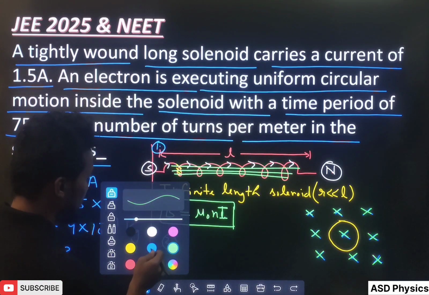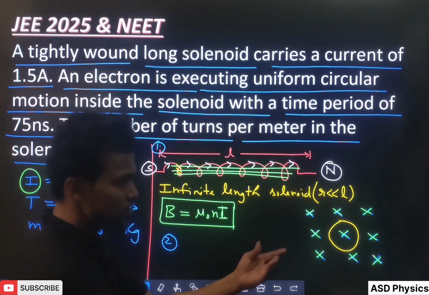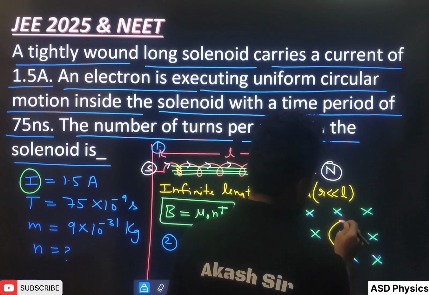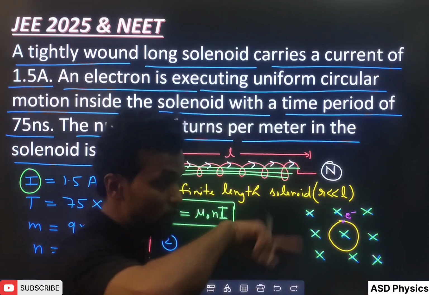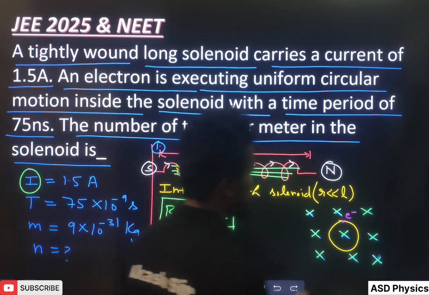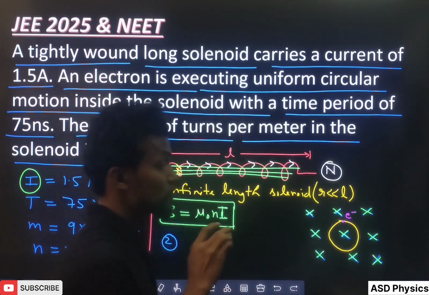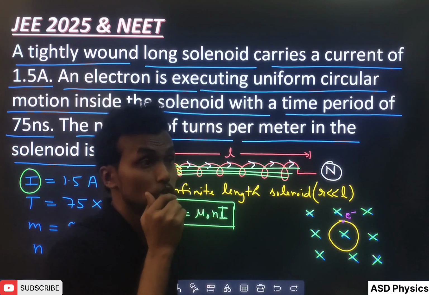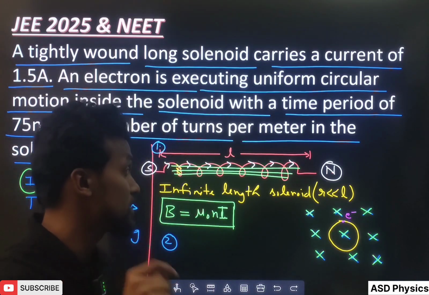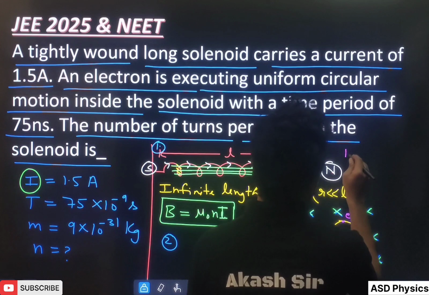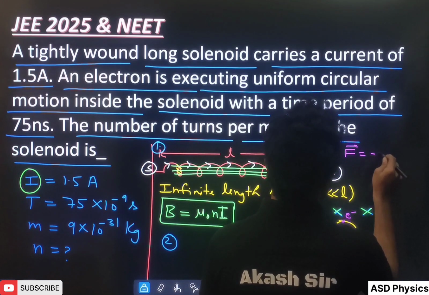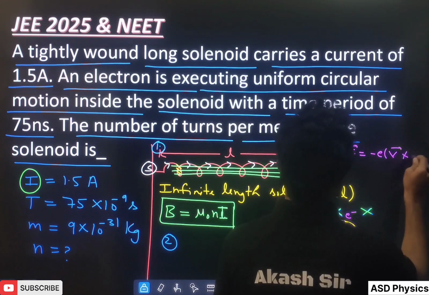Here, let's take for example this electron is performing the motion. Remember that I have to do V cross B, because F equals V cross B, and in the case of an electron it gets reversed. For the electron, F equals minus of V cross B.